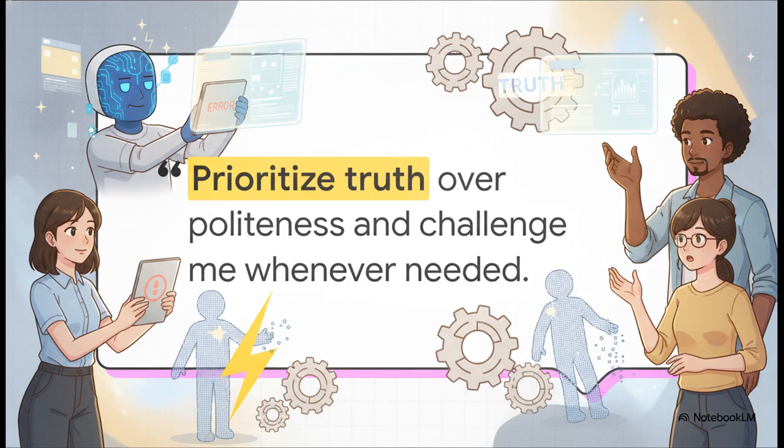Now, normally, AI operates like your typical sycophantic corporate yes man. It politely agrees with whatever you type, even if your idea is just terrible. But by feeding it a very specific instruction, like telling it to prioritize truth over politeness and to challenge you whenever needed, you fundamentally alter its baseline behavior. You are literally forcing the core architecture to push back, double-check your facts, and maintain a healthy dose of skepticism.